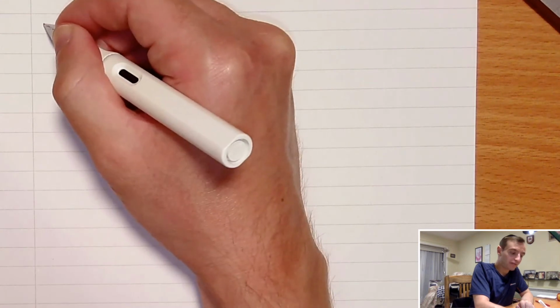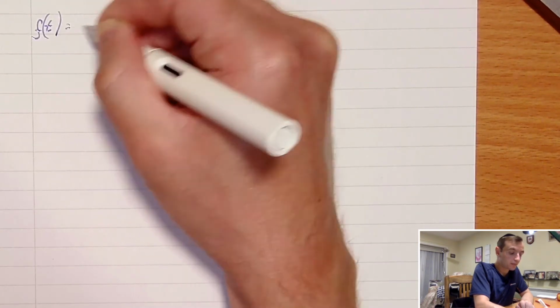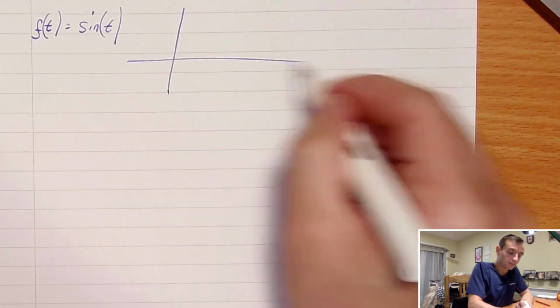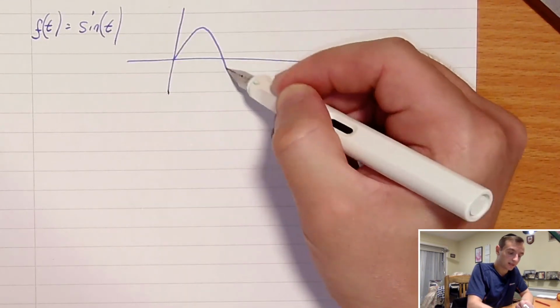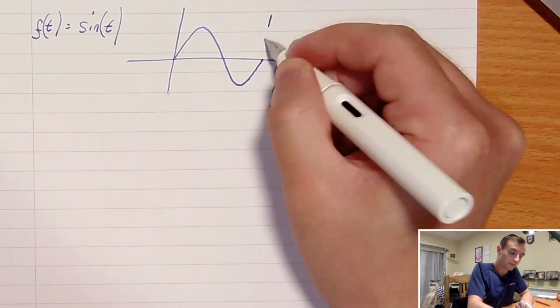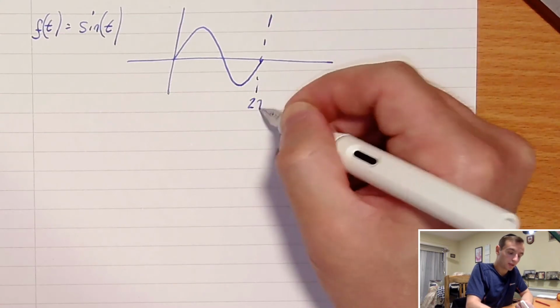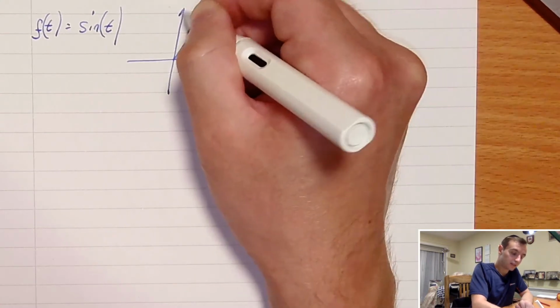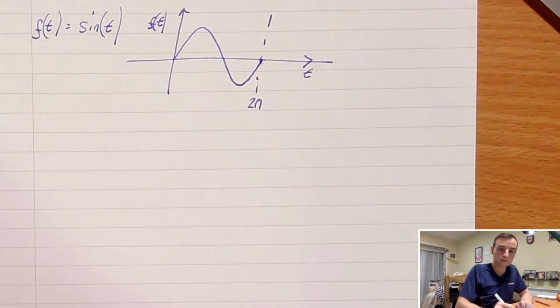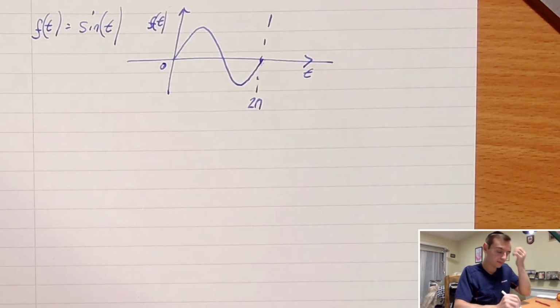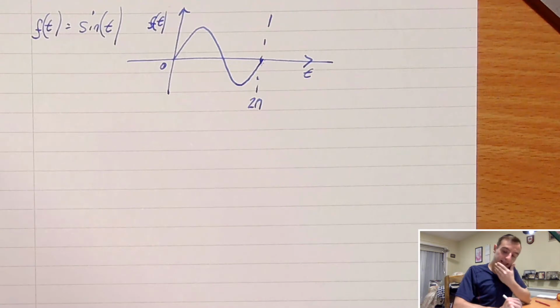Let's have a look at another one. What happens if we have f(t) equals sine t? Well, we know that sine t is going to look something like that. That's 2 pi on the t axis, and f(t), and that's going to be 0.